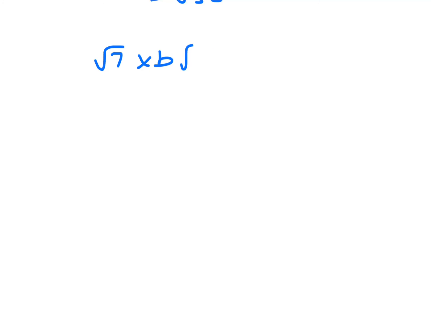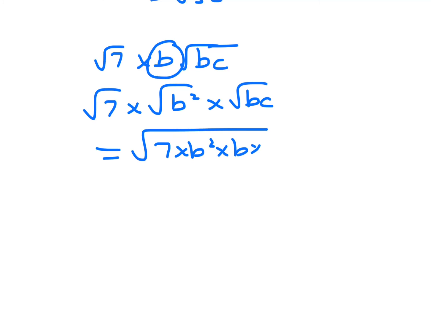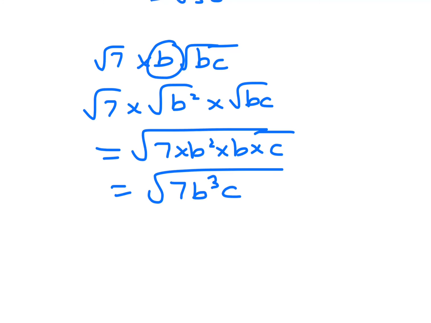So root 7 times bc. This one here has to go back underneath the square root. So it's the square root of b squared times root bc. And then if you multiply everything, 7 times b squared times b times c, that would be the square root of 7b cubed c. Okay, so that's the answer to b.